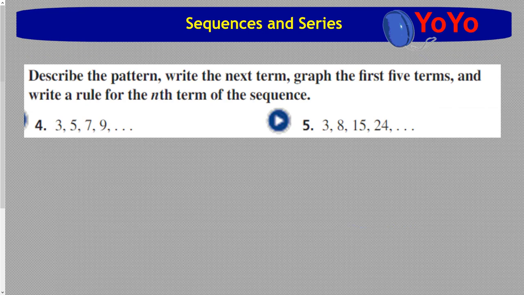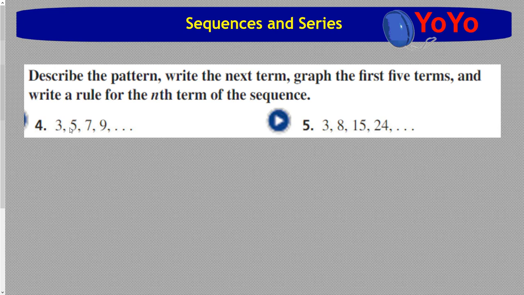Describe a pattern, write the next term, graph the first 5 terms, and write a rule. So go ahead, this is a yo-yo. Pause the video, take 2 or 3 minutes, and try to complete those 3 steps. Describe the pattern, you can just do that in words. Write down the next term. Graph the first 5, you can just sketch a quick graph, it doesn't have to be perfect. And then write a rule for the nth term. So pause the video and then come back.